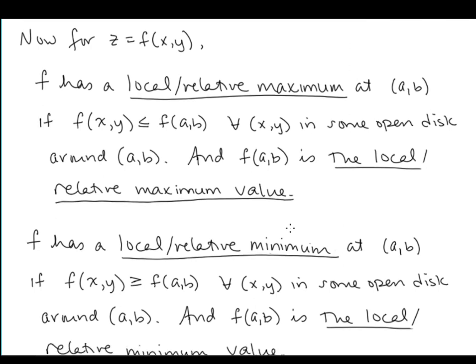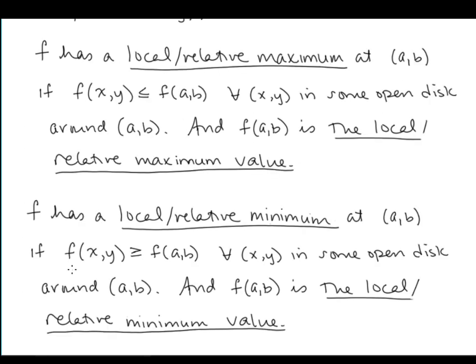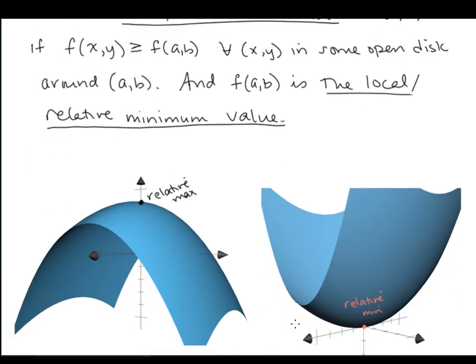Similarly, for the minimum, we have f has a local or relative minimum at (a, b) if f of (x, y) is greater than or equal to f of (a, b) for all (x, y) in some open disk around (a, b). And f of (a, b) is then called the local or relative minimum value. So for example, here we have a relative max, here we have a relative min.